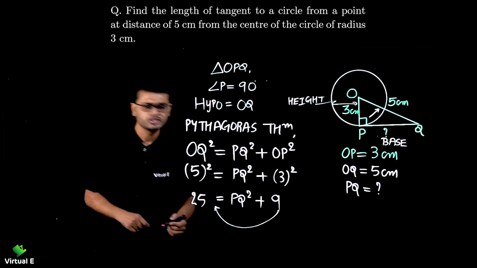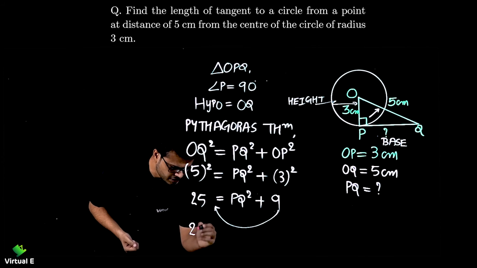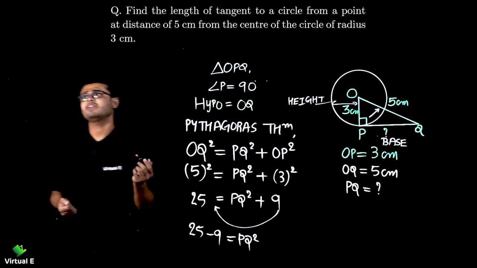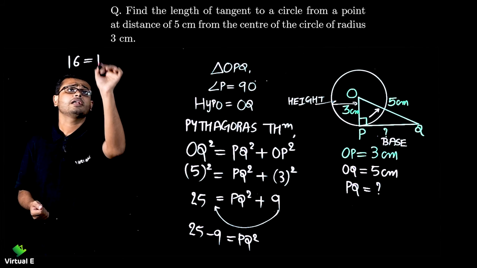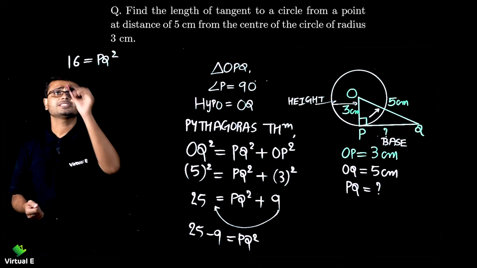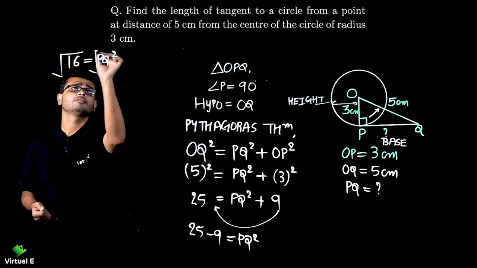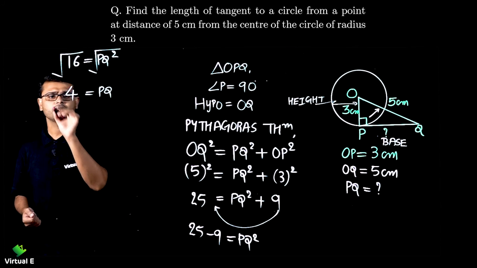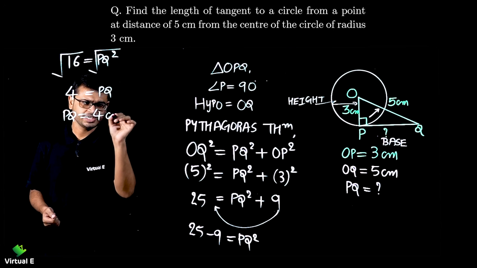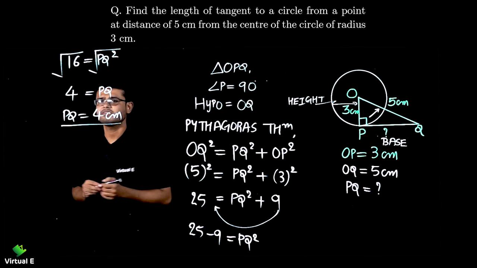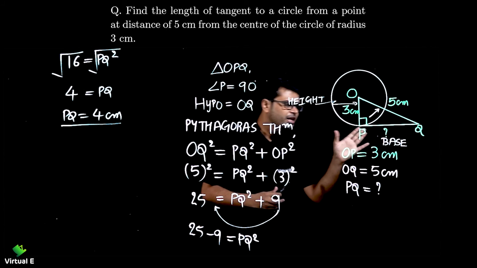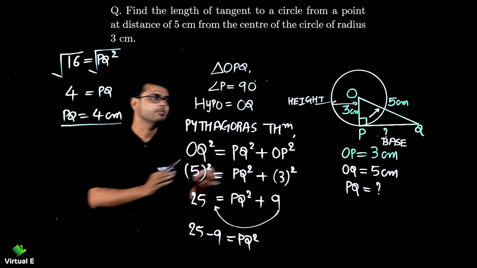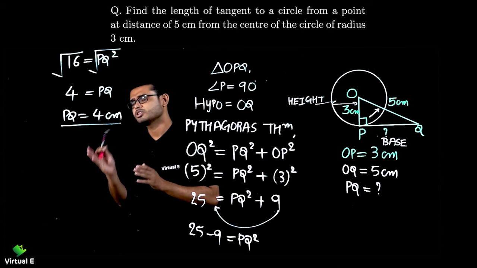Shift this 9 over here, so it will become minus. Here 25 minus 9 is equal to PQ square. 25 minus 9 is 16. And here PQ square. Let's take the square root then, to find the value of PQ. Here it will be 4 and here it will be PQ only. So the length of PQ is 4 centimeter. You must be thinking, why have I taken only the positive value? Because we know that length cannot be negative. So rather than discussing a negative answer, only talk about the positive. We are certain that when we talk about shapes, we are going to get only positive lengths, right?